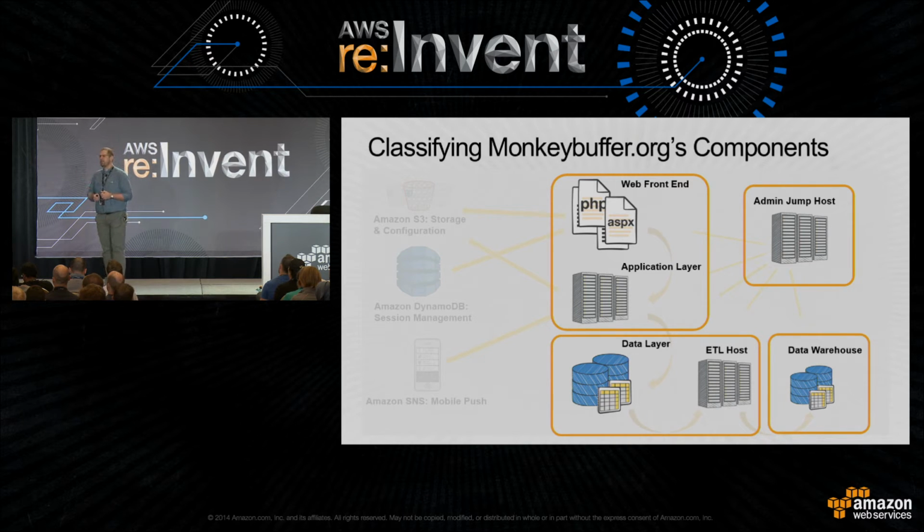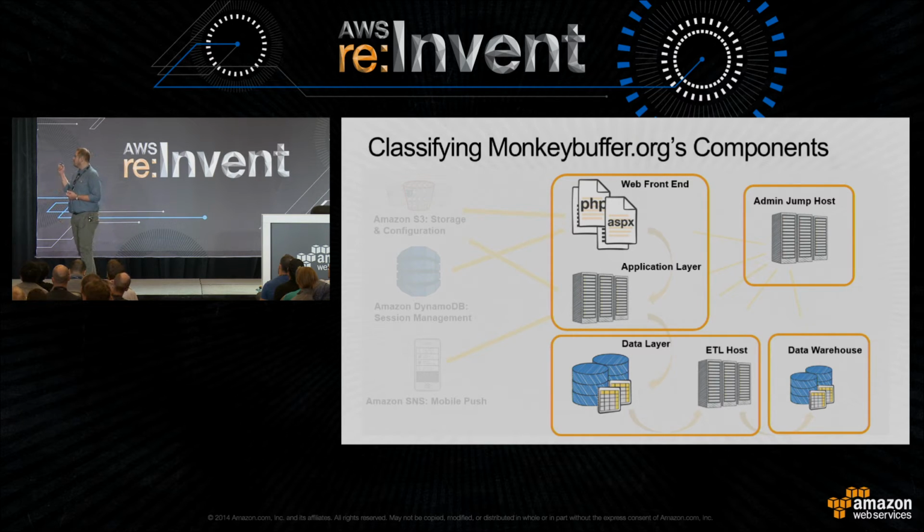So first, let's go back to Monkey Buffer and try and classify our components. So the admin jump host is pretty easy. It sits off in a bucket all by itself. It needs to be accessible from the internet, but maybe not from the general internet. We have this data warehouse that needs to be accessible from the business intelligence team, and it has a different level of data than the actual data layer. So the ETL host is actually going to have that customer PII, but we don't want to put that into the data warehouse. So we're going to separate those components off, but it seems reasonable to put the ETL host with the data layer since it has full access to the schema anyways.